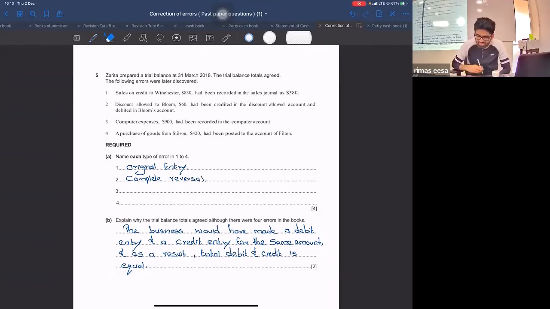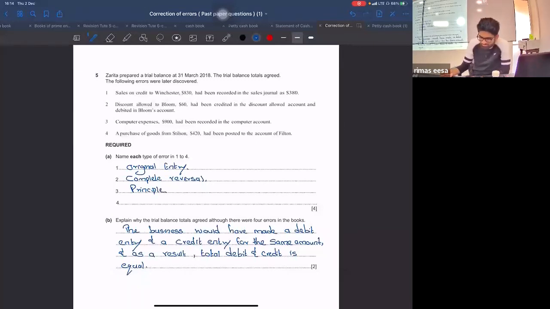Computer expense had been recorded in computer account. You entered in the wrong account. Same class or different class? Different class. One is computer expense, which is expense. Other one is computer, which is assets. So different class meaning, what is the name? Principal.